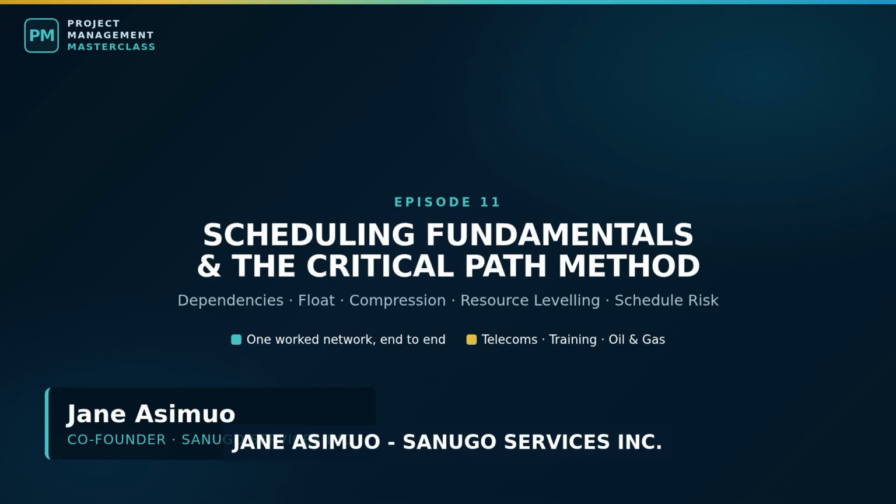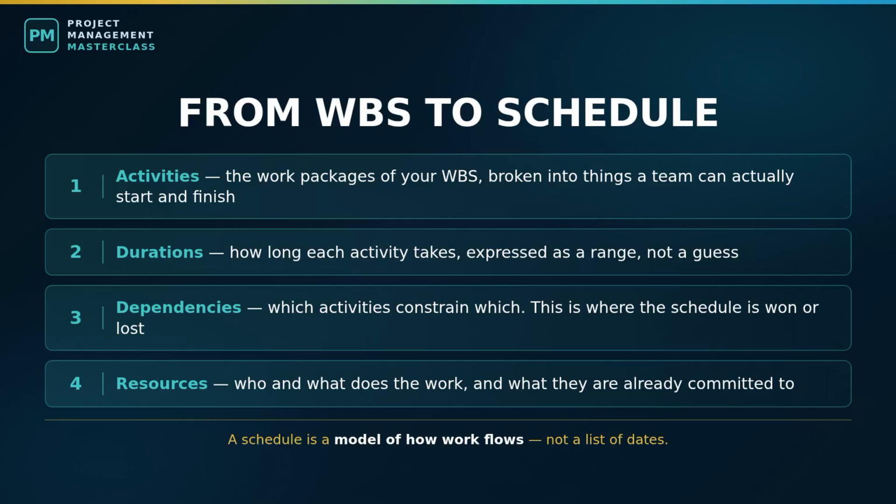Let's begin. Let's start with where a schedule comes from, because most bad schedules are bad long before anyone opens the software. A schedule is not a list of dates. It is a model of how work actually flows, and like any model, it is only as good as the logic inside it. If the logic is wrong, the dates it produces are wrong, and they will be confidently, precisely, professionally wrong. That is what makes a bad schedule dangerous. Nobody argues with a Gantt chart.